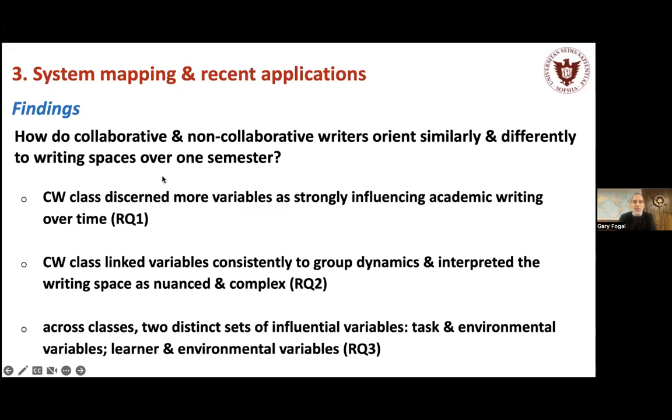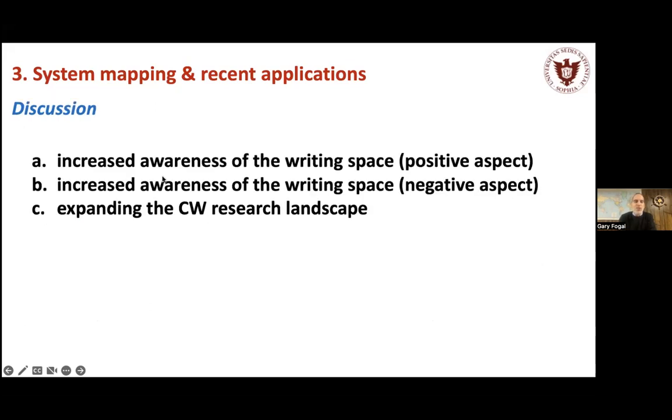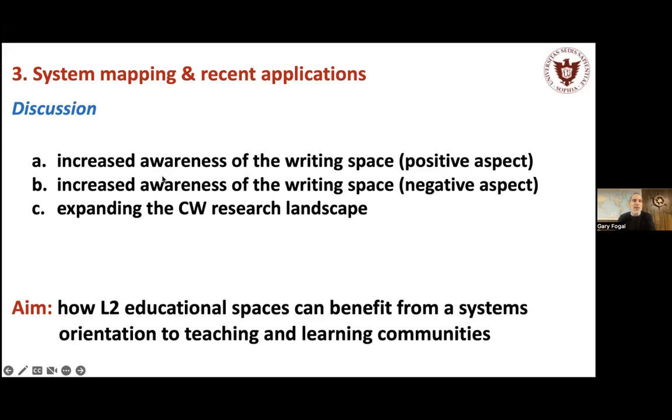And so where I would like to go from here is to focus the contribution of the findings around these three features that surface out of the data set. This notion of an increased awareness of the writing space, it has a positive aspect, it has a negative aspect, and to look at this expanding nature of the collaborative writing research landscape. And in doing so, I hope to underscore the central aim of this talk noted at the outset, how L2 educational spaces can benefit from a systems orientation to teaching and learning communities, the community here being educators guiding and learners engaged in collaborative writing and researchers exploring this domain.